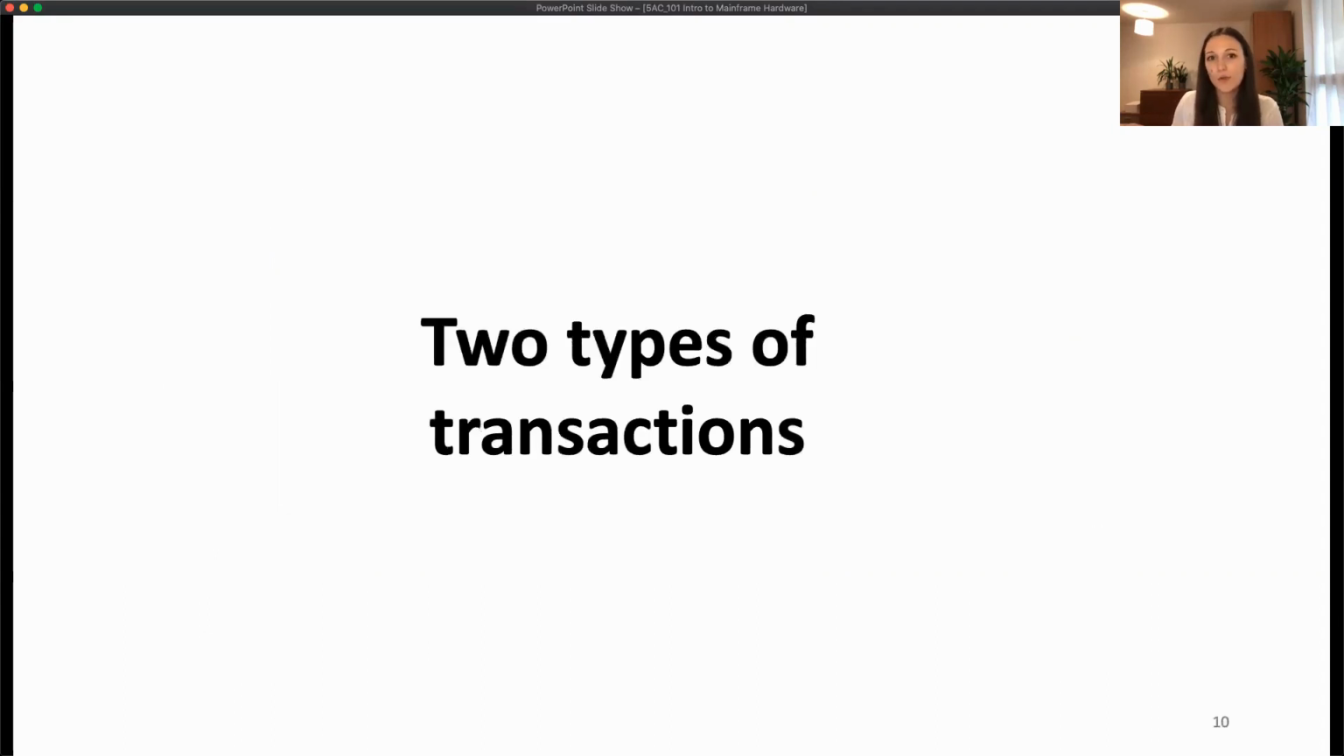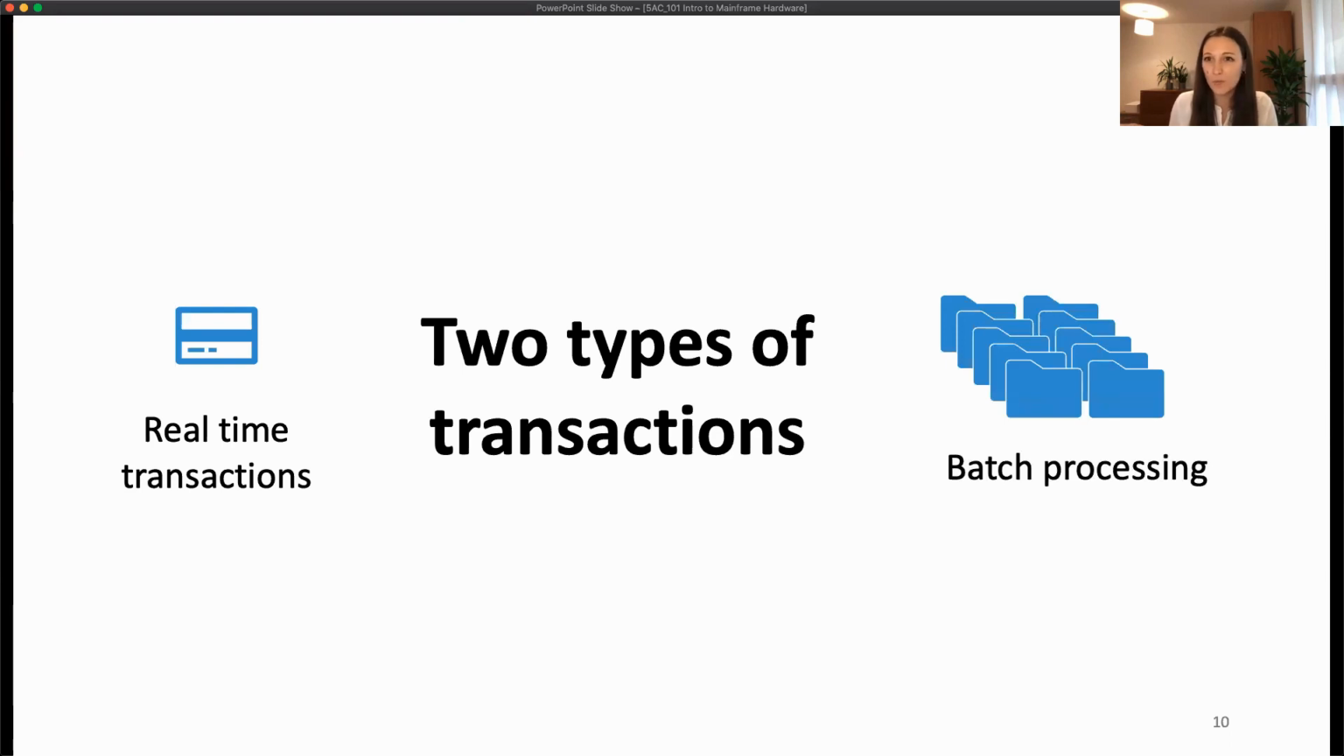We can divide those sort of applications and the transactions that come with them into two types. There are the real-time transactions. That's things that have to happen right now. That's event-based, for example, a credit card payment or making a purchase. This needs to happen instantly. And then there's batch processing. That's things that summarize events that happened over a certain amount of time, for example, paychecks or phone bills. And the mainframe is great at doing both of those sorts of transactions.